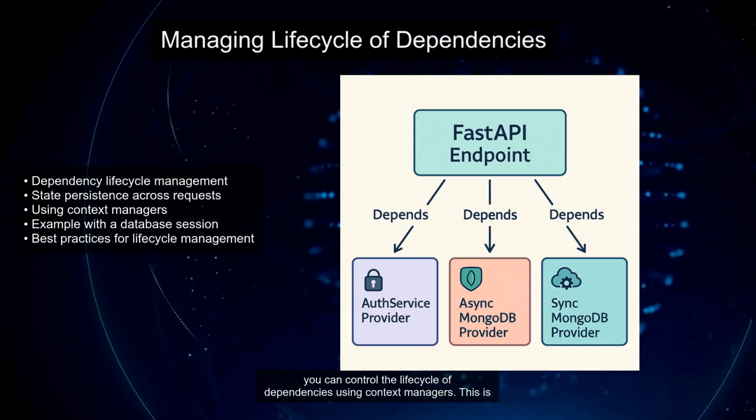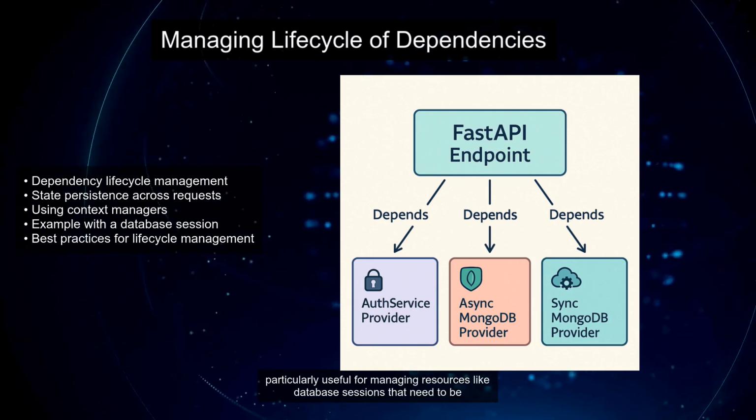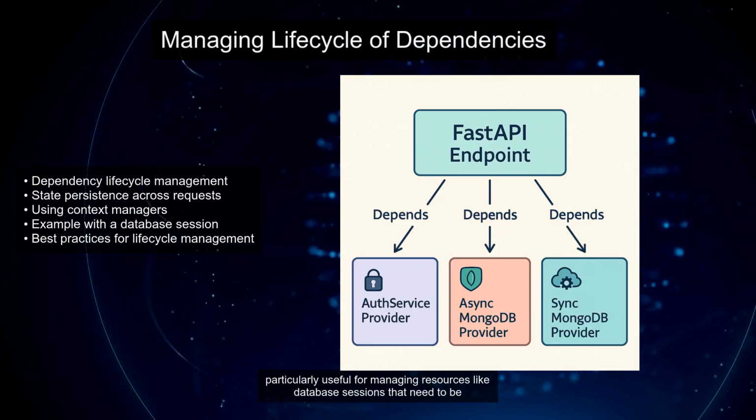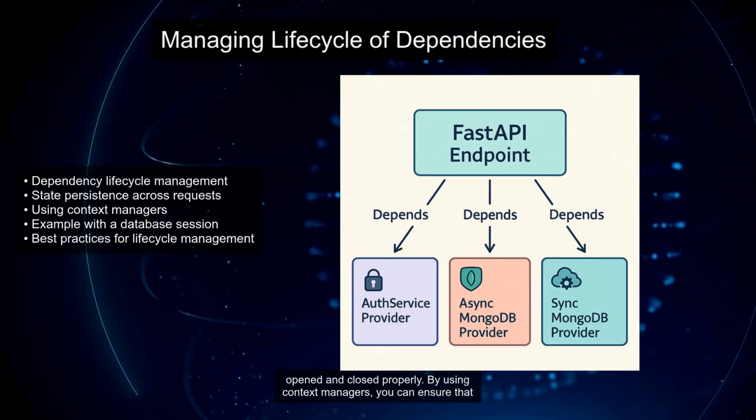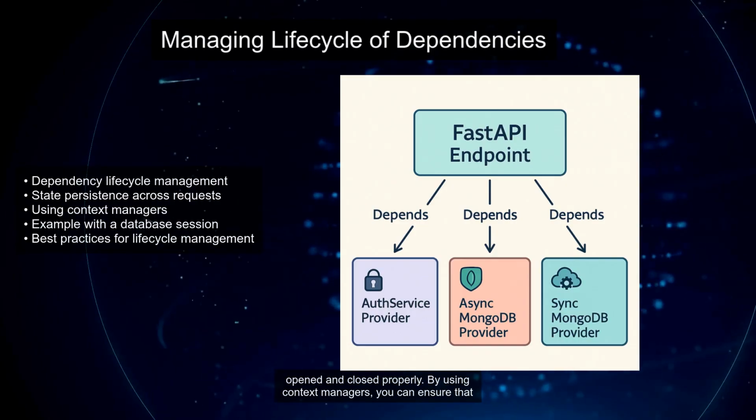Managing the lifecycle of dependencies is crucial for resource-intensive applications. In FastAPI, you can control the lifecycle of dependencies using context managers. This is particularly useful for managing resources like database sessions that need to be opened and closed properly.